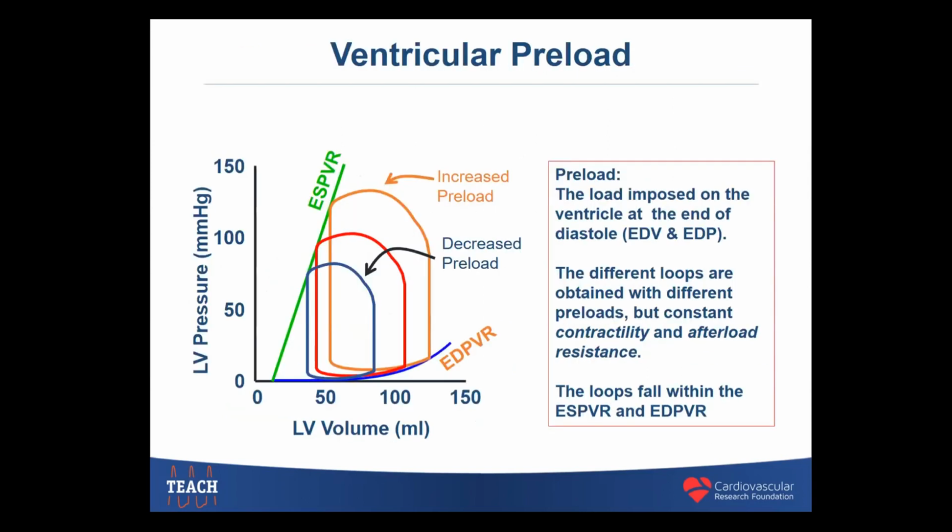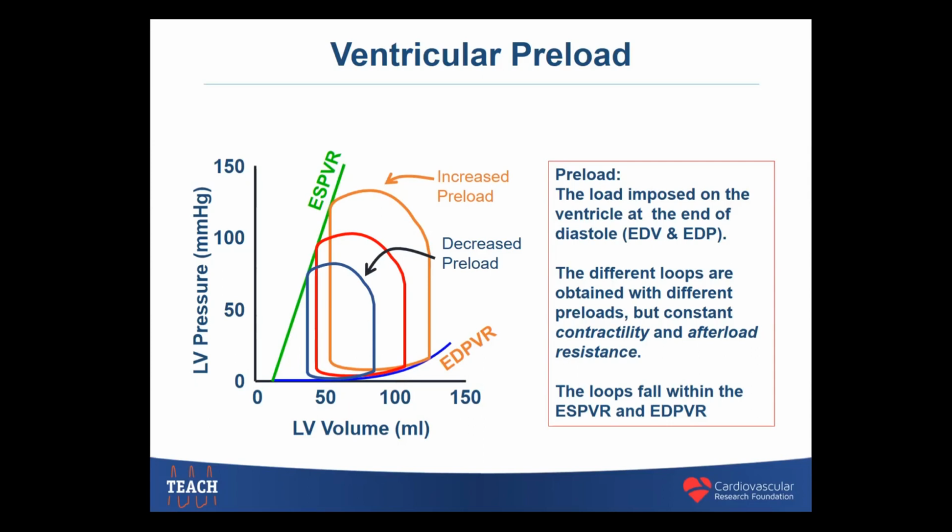So when we think about preload, you can see here looking at the pressure volume loop, starting from the blue pressure volume loop and increasing to the red and then increasing to the orange is showing basically increased preload. You can see that by different points of LV volume or LV end diastolic pressure. With that, you can see that you generate higher pressures overall, higher systolic pressures, and more stroke volume. That's the impact of increasing preload.